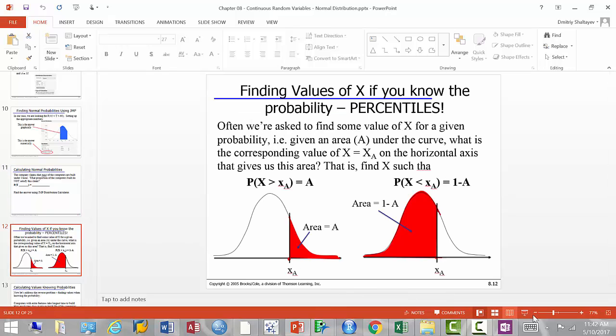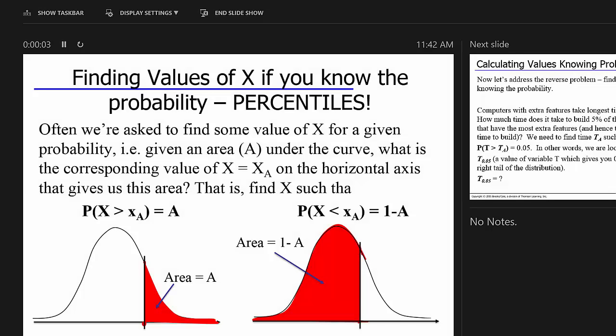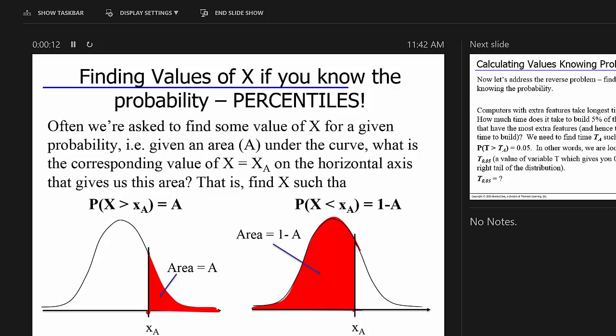We can ask kind of a reversed question. So far we were finding probabilities given the value. What is the probability between 45 and 60? What's the probability greater than 60? What's the probability less than half an hour? Probably not a lot of computers satisfy that, a very, very short time. But we can ask the reverse question: if you know the probability, what is the value on the horizontal line? What's the value of the variable that gives you this probability?